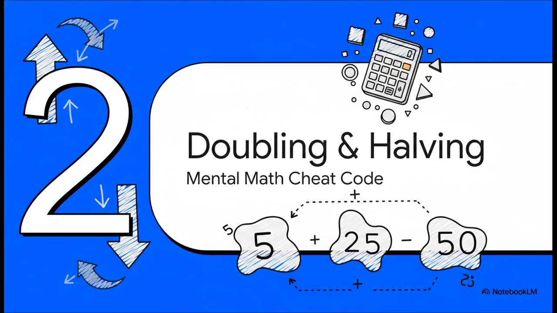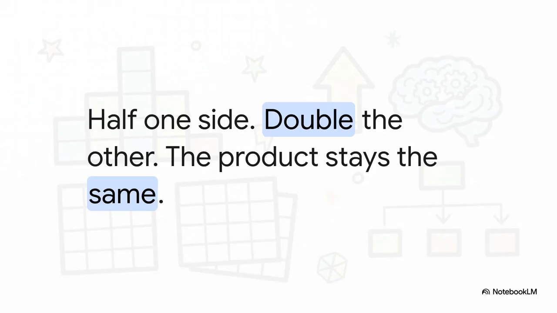Moving right along to Section 2, doubling and halving strategies. I like to call this the mental math cheat code. Let's see how this actually builds our mental agility. Seriously, this is a brilliant shortcut, and it works especially well with numbers like 5, 25, or 50. The core concept here is wonderfully simple. If you take a multiplication problem, cut one of the numbers exactly in half, and then double the other number, the final product stays exactly the same. You're essentially just balancing the equation on the fly to make the numbers way friendlier for your brain to process.